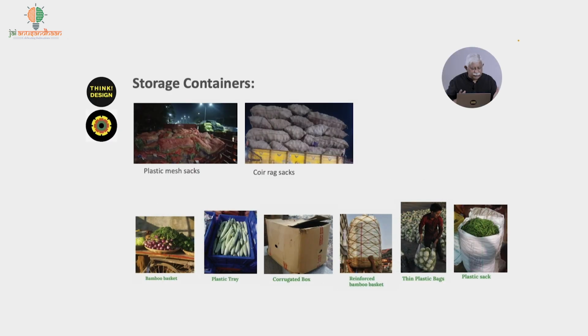If you looked at storage containers, they came in all kinds of sizes, from plastic mesh used to make sacks to coir material made like gunny sacks. Bamboo is used to keep it, plastic is also used, and sometimes corrugated board. Sometimes the bamboo is reinforced, and thin plastic bags and plastic racks are also very commonly used in different stages of the transportation.